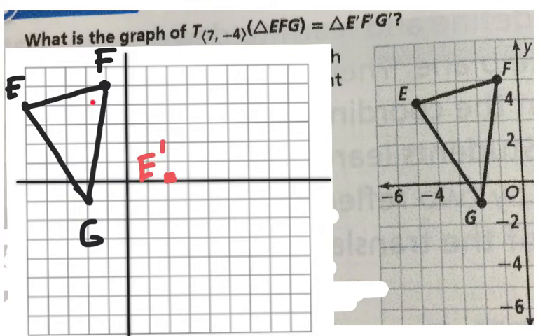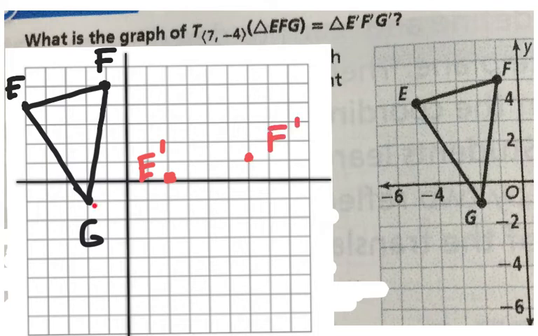Now do the same thing with F. I'm going to go right 7: 1, 2, 3, 4, 5, 6, 7. Down 4: 1, 2, 3, 4. I think I messed up. 1, 2, 3, 4, 5, 6, 7. 1, 2, 3. Nope, that's good. Okay, that is F prime.